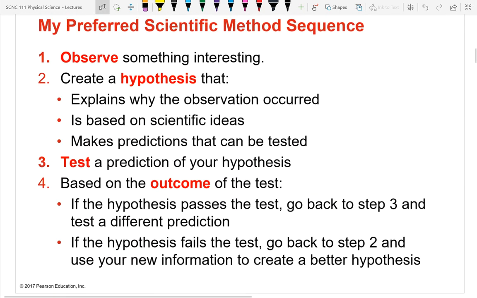So this is the one that you need to have memorized. You're going to have to regurgitate on the first and the last exams, and you are going to have to apply on the first and last exams. So the first step, observe something interesting.